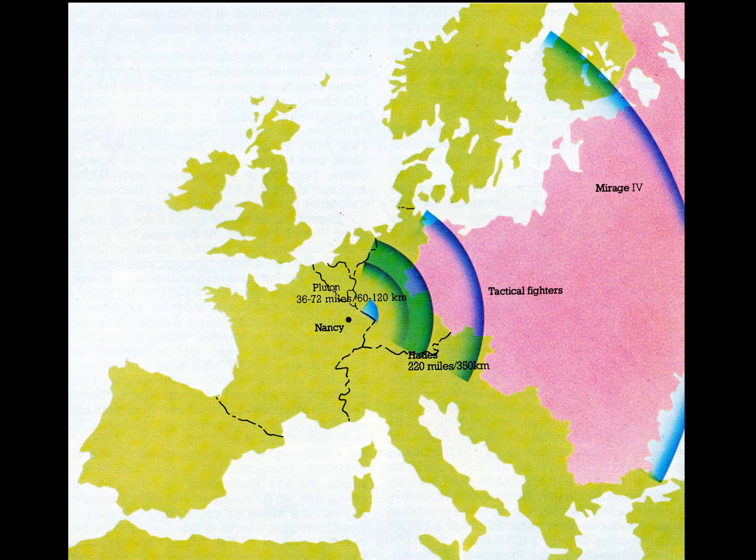The French solution was for autonomy. Rather than rely on a US deterrent, the French developed the force de frappe, which included Pluton missiles, which are tactical and short range, Hades missiles that could reach out to the edge of East Germany, tactical fighters that could attack targets in Eastern Europe, and the Mirage 4 that could deliver a thermonuclear weapon to Moscow.